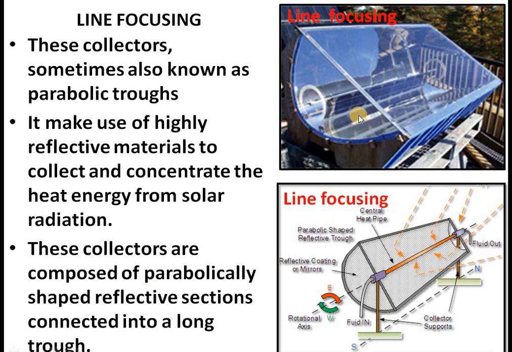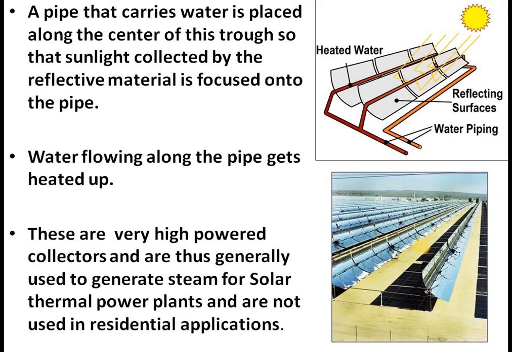So usually a parabola has a focal point. Okay, so these are parabolas, so the focal point will be along there. If you take the focal point of each parabola, those points will make a line. So that is the focusing line. And on the line you have kept your heating device, that is your tube which carries the liquid, and pipes that carry water are placed along the center of this trough, you can see here, so that sunlight collected by the reflective material is focused onto the pipe. So water gets heated up.